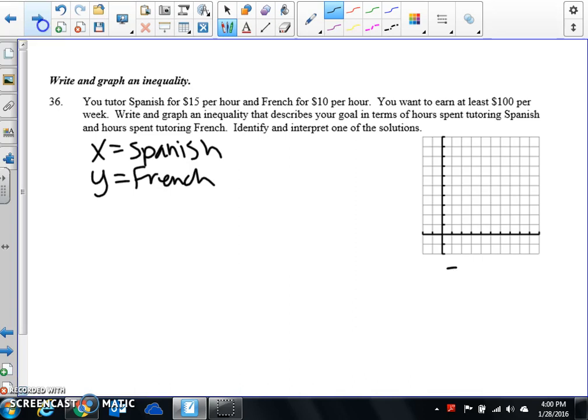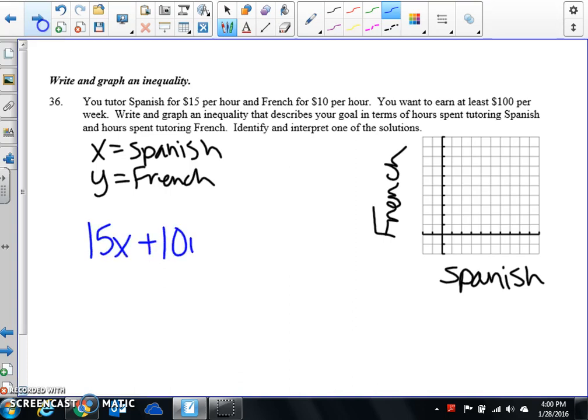All right, so X is Spanish. Y is French. And then now we got to determine. Okay, so money, money, money. So 15x plus 10y. Our other money amount was 100. You want to earn at least. Remember, at least means greater than or equal to. All right, now here's where a lot of people go wrong because they're thinking to themselves, well, what's my other one? There is no other number. So this is only just a single inequality that you have to write and graph. You're done. That's your inequality.